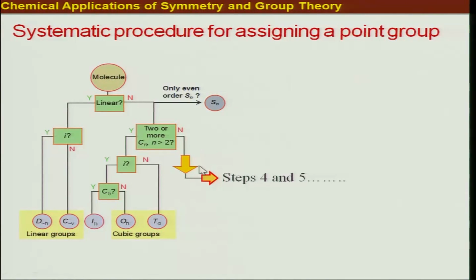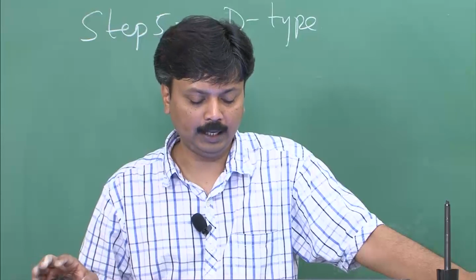And once you have cleared all these questions and your answer is still no, that you don't belong to any of these point groups, and neither do you belong to the Sn type of point group, then you move to steps 4 and 3 and so on, as I discussed in the last slide.